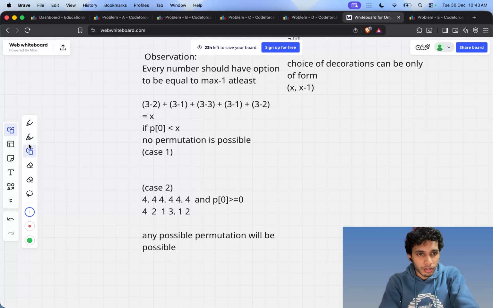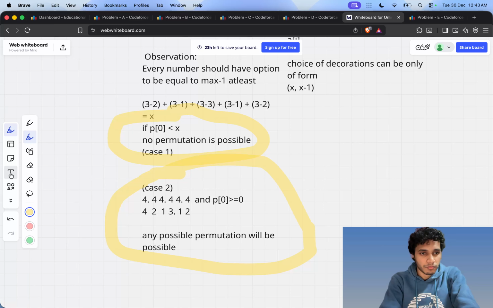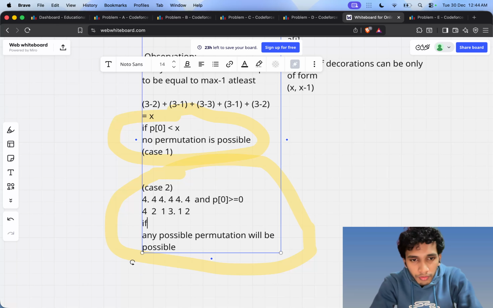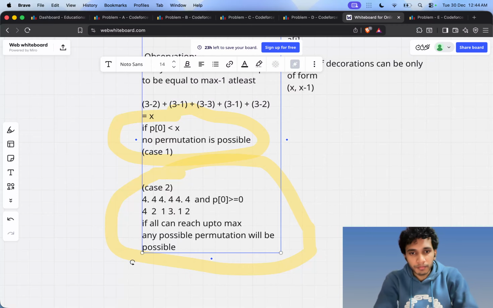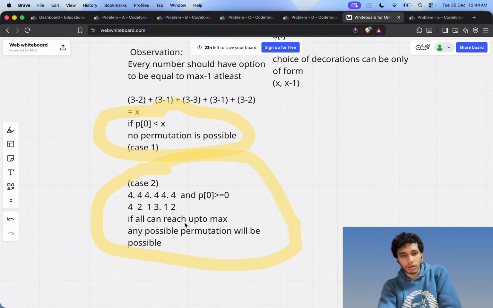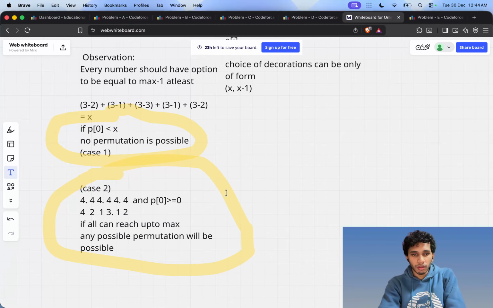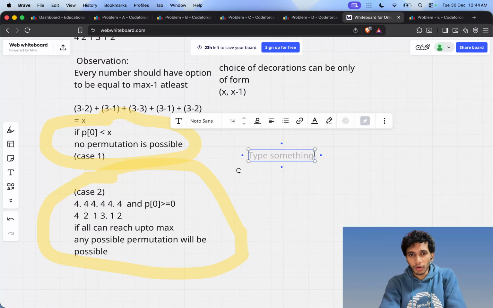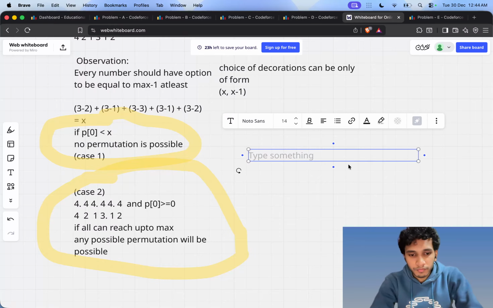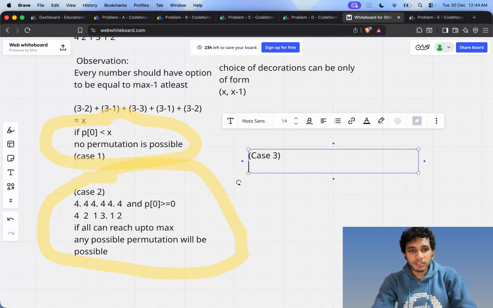Let's highlight all the cases we have so far. Let's write it down. If all can reach up to the maximum element, then any possible permutation will be possible. Now case 3. What is case 3?